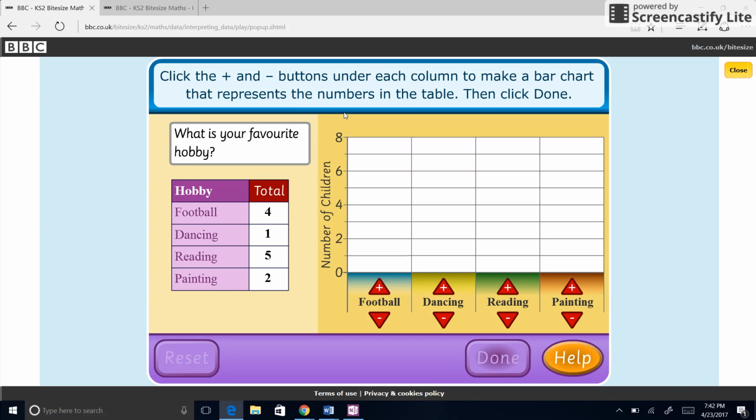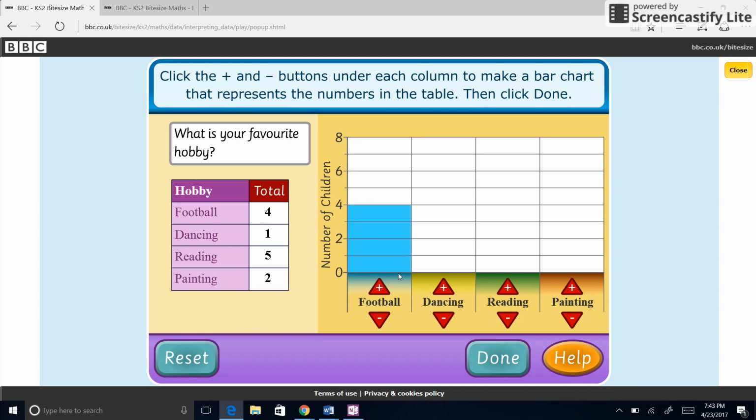So we should begin graphing now. When we look at our frequency table, it says 4 people chose football. So we're going to fill in 4. 1, 2, 3, 4 for football. So now the top of our bar touches 4.